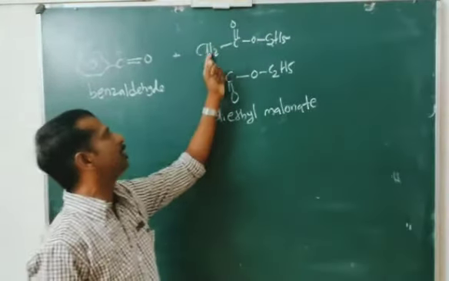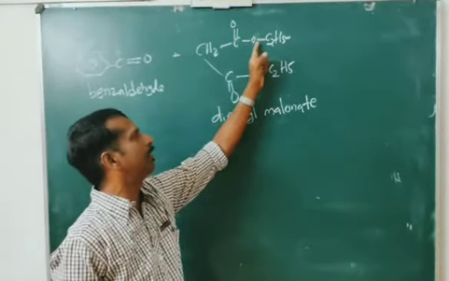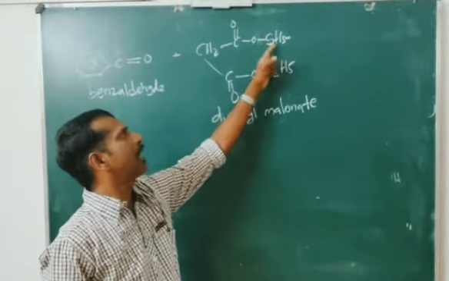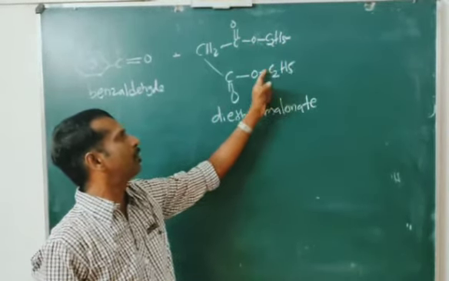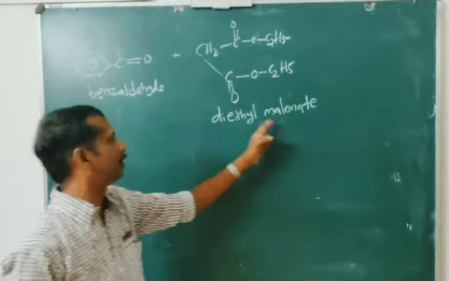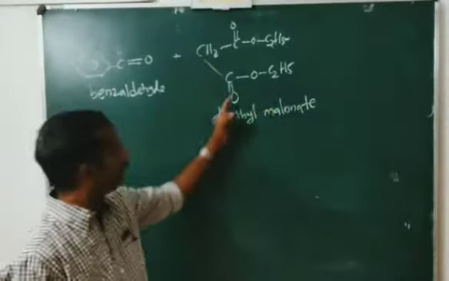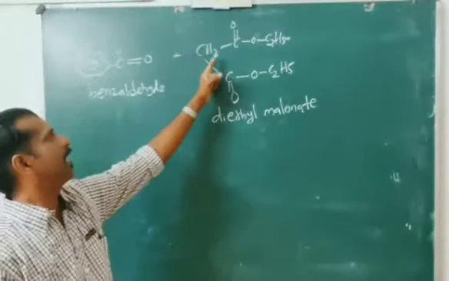Actually, malonic acid, CH3COOH, and you can see that ethanol, acid and alcohol. Here also another molecule of ethanol. That means you get this ester, diethyl malonate: malonic acid and ethanol give diethyl malonate. Okay, this is an active methylene compound.